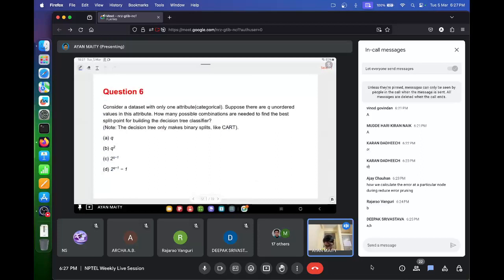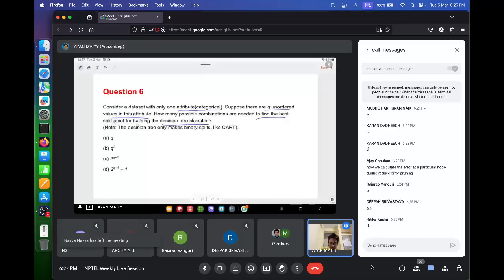Question 6. Consider a dataset with only one categorical attribute. Suppose there are q unordered values in this attribute. How many possible combinations are required to find the best split point for building the decision tree classifier? So only one attribute is there, that attribute is categorical in nature, and there are q unordered, unique values you can find in that attribute. So how many possible combinations do you need to investigate to find out the best split point for that attribute?